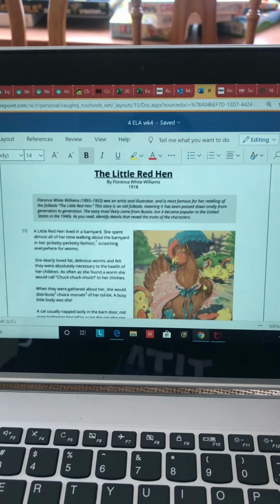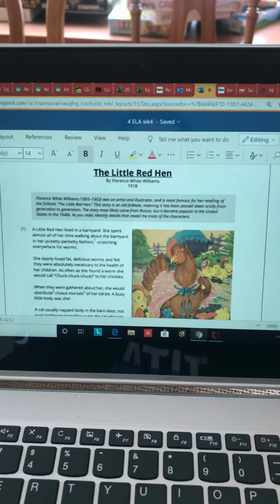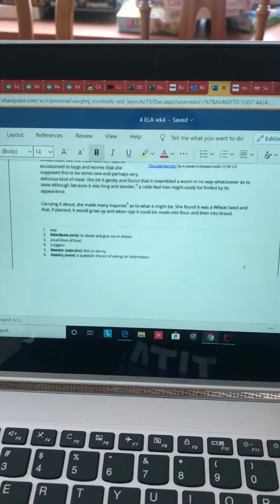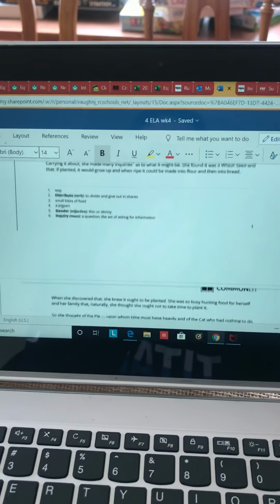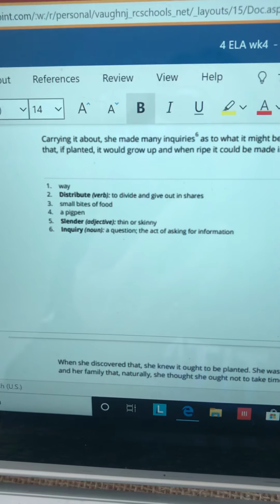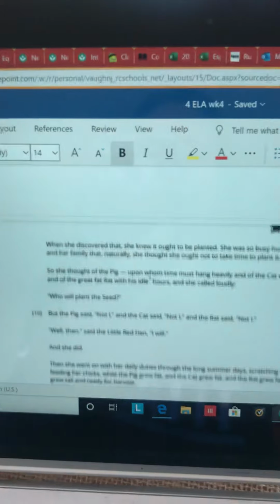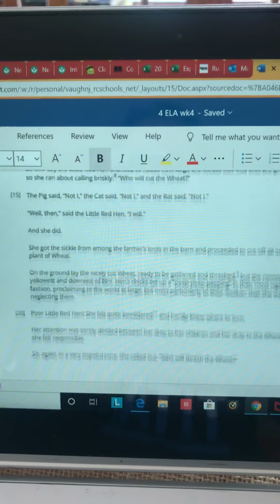Here is the story, Little Red Hen. Remember, on day 1, there's a link if you would like the story read to you or if you just need help reading the story. Here are the vocabulary words at the bottom that I was talking about. There's the definition and the words. They're at the end of each page on the story.